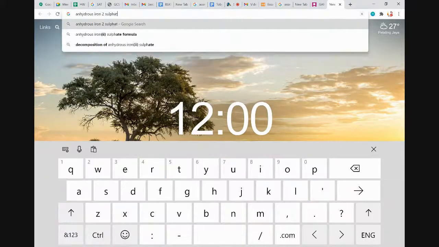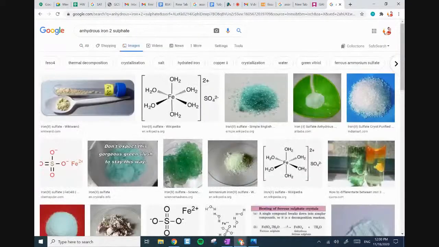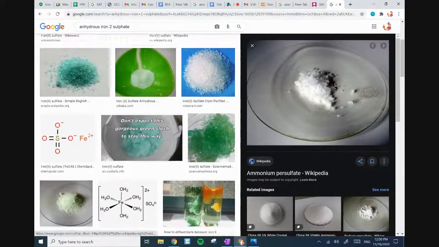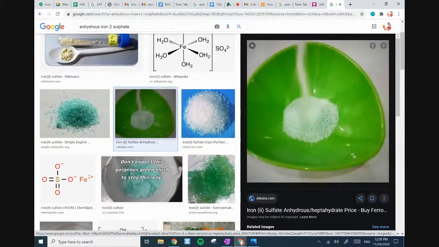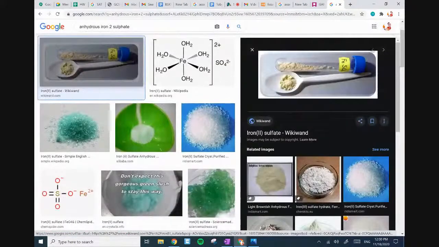I don't think it's going to like that. Should be spelled with an F as well. Oh, images. Anhydrous iron 2 sulfate. Oh, look at that. Almost. Ooh, ammonium. No, that's definitely not right. It's so close to being white. Almost white. Look, and they've sealed it in a tube, and you can see it's still oxidizing. It's crazy. Okay, anyway.